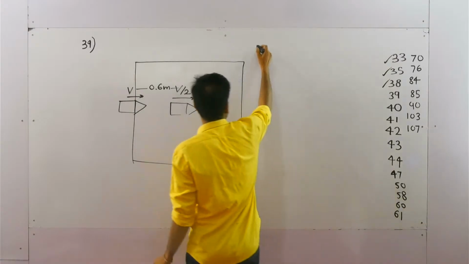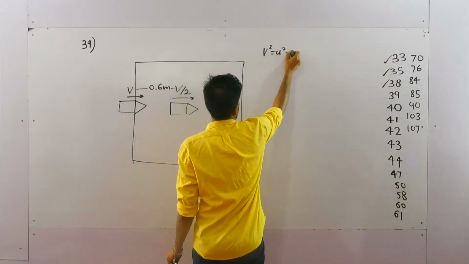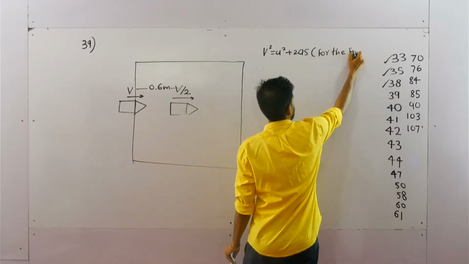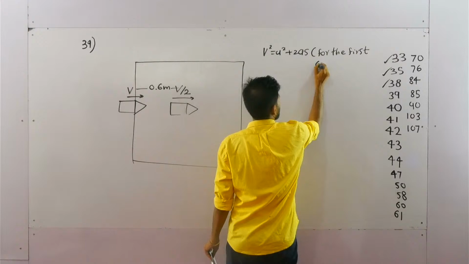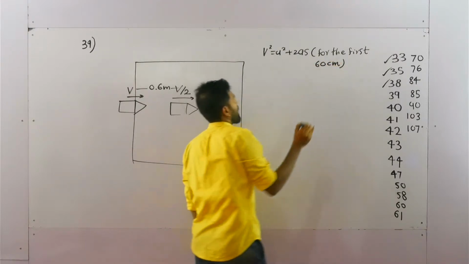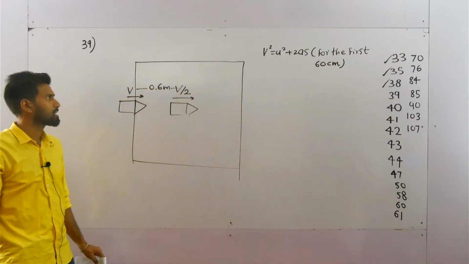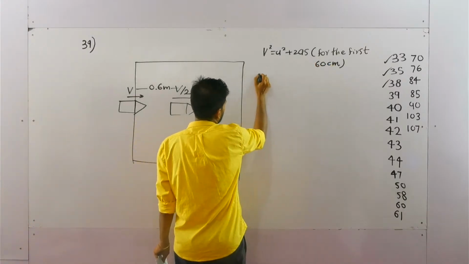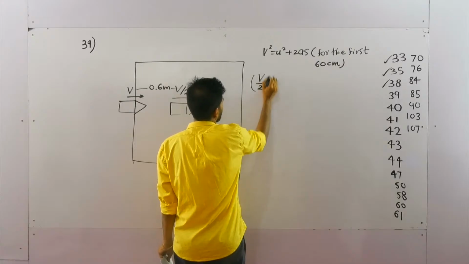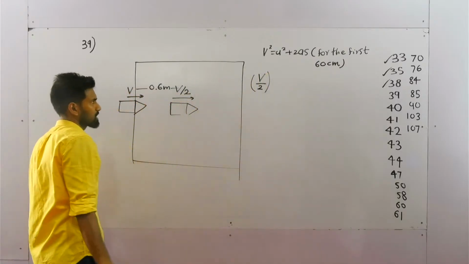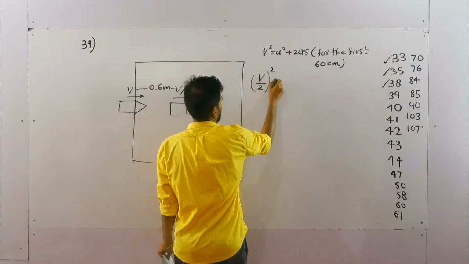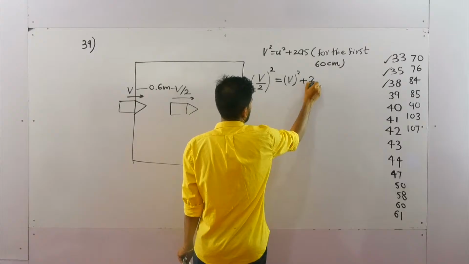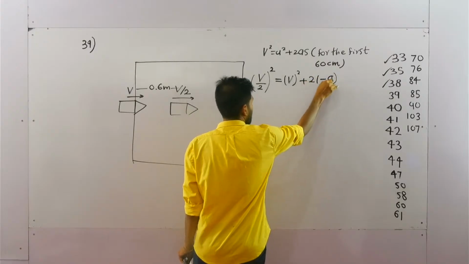Now I am applying v squared equals u squared plus 2as for the first 60 centimeters. After the first 60 centimeters, its velocity has dropped to v over 2, so the final velocity is (v over 2) squared. The initial velocity will be v squared, and the acceleration is minus a.